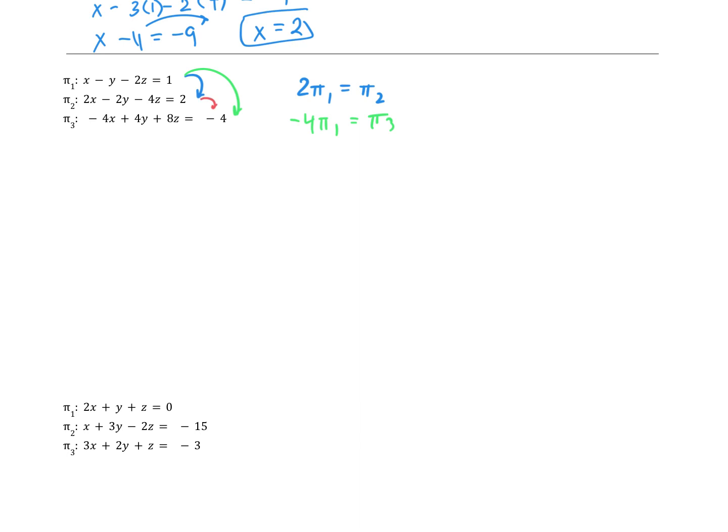So the fact that all 3 of these planes are connected in some form with a scalar multiple fully, that means the planes are coincident. All 3 of them, which means there's an infinite number of solutions, and the solution is any point on the plane. So there are an infinite number of solutions.